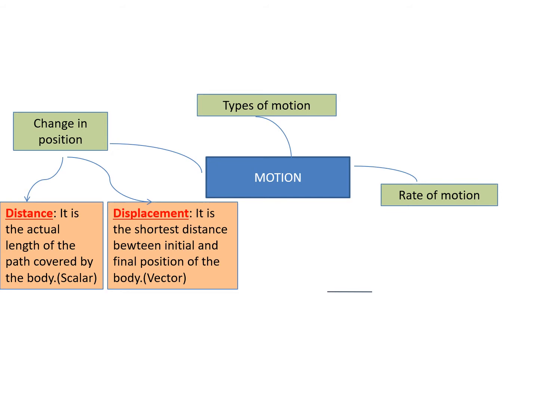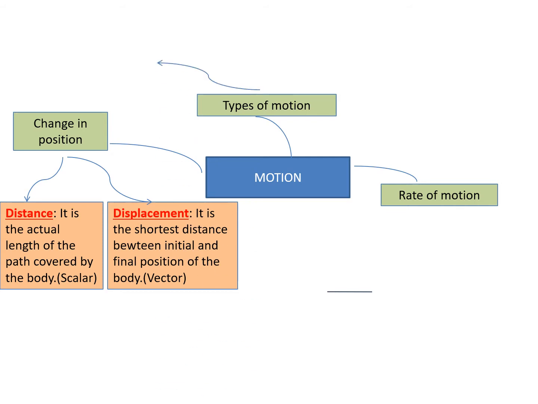But distance cannot be zero, because if you have started traveling, there would be some length of the path covered, so it can never be zero. Displacement will always remain shorter than or equal to distance. Distance will always be greater than or equal to displacement.